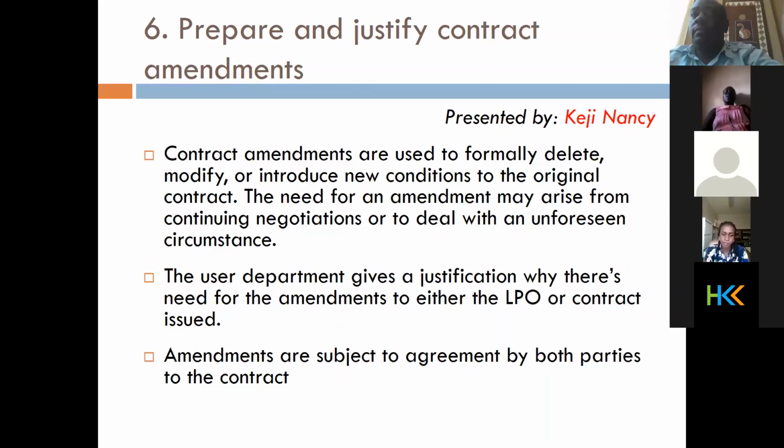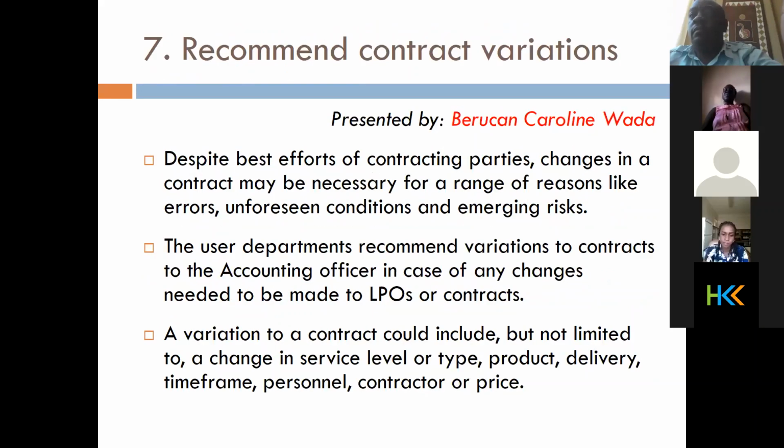Next, the other role is user departments prepare and justify contract amendments. So during the supervision phase, amendments might arise on the contract that they are servicing. These amendments could be to either delete, modify, or introduce new terms to the original contract. And the user departments must give a justification to the procurement unit of why these amendments are necessary. And these amendments are subject to agreement by both parties to that contract.